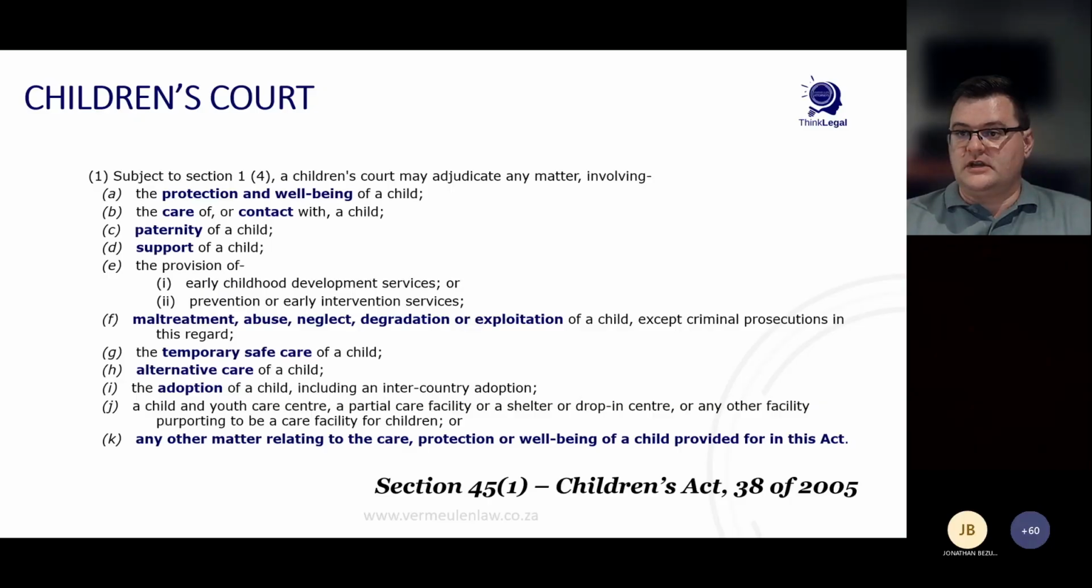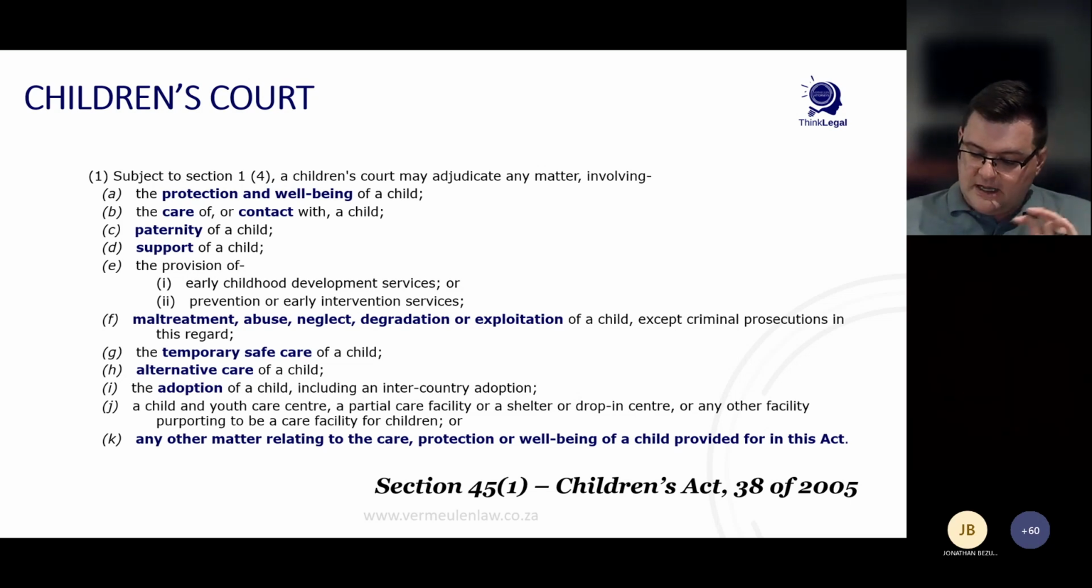The Children's Court can adjudicate a matter relating to paternity of a child, the support of a child, provision of ECD services or early intervention services. It can adjudicate issues of maltreatment, abuse, neglect, degradation, or exploitation of a child, except criminal prosecutions, which would obviously be dealt with by the criminal courts.